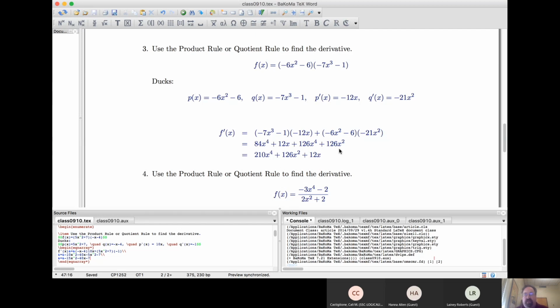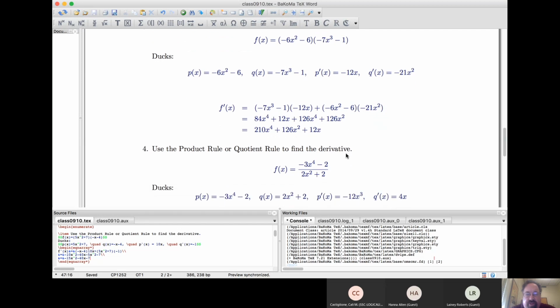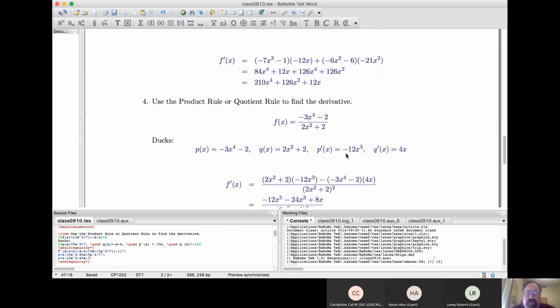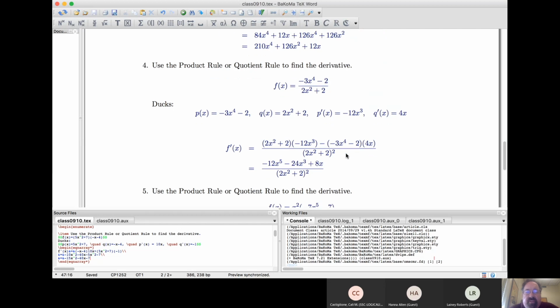Now, the process is much the same when we have a quotient and you're using a quotient rule, but how you set it up is the same as for products. You need the same information. So here the numerator, minus 3x to the 4th minus 2, that is our p. Denominator 2x squared plus 2, that is our q. So again, using a power rule, we take the derivatives of these individual pieces.